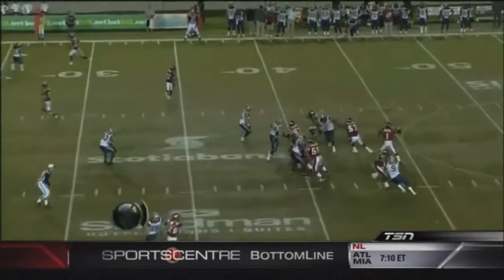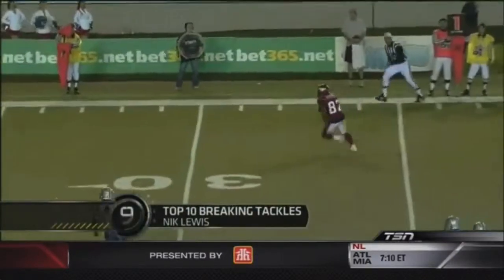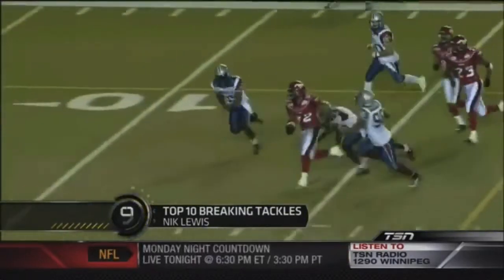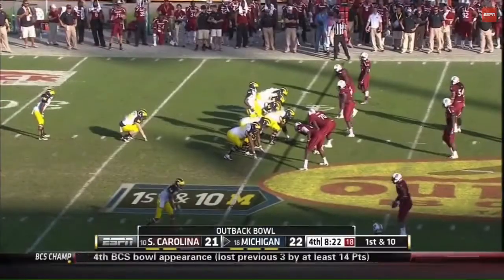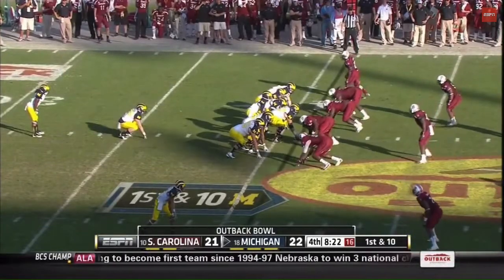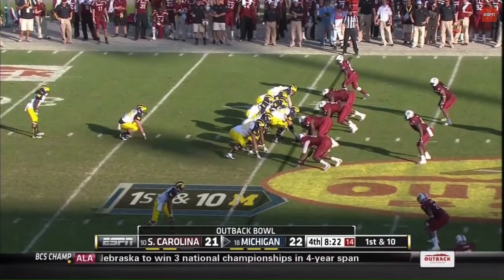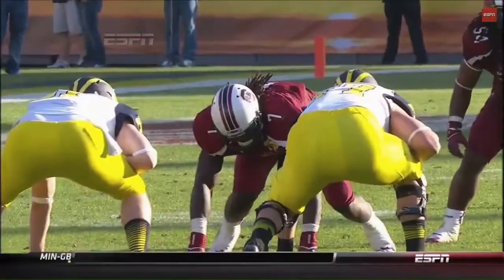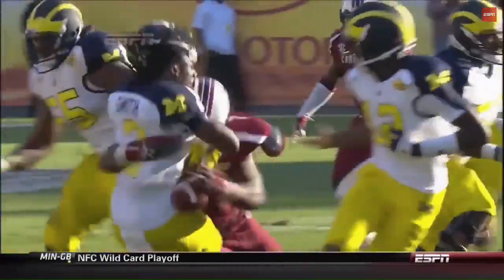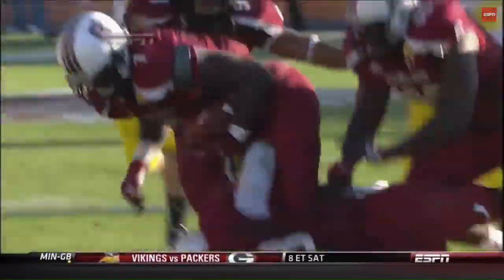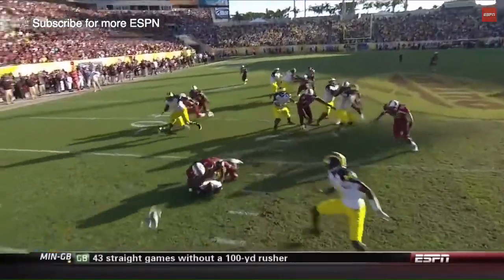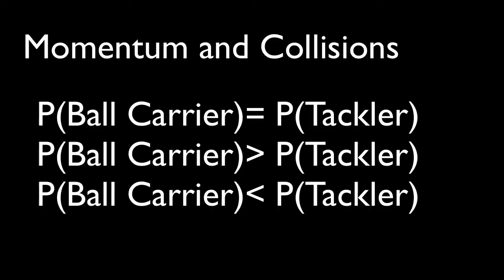The second type of collision happens when the ball carrier has more momentum than the tackler. This means the ball carrier will continue to move forward while the tackler is stopped. The third type of collision is when the ball carrier has less momentum than the tackler and the ball carrier is sent flying backwards, as seen in this clip. So in conclusion, the three types of collision in momentum are when the ball carrier has the same momentum as the tackler, more momentum than the tackler, and less momentum than the tackler.